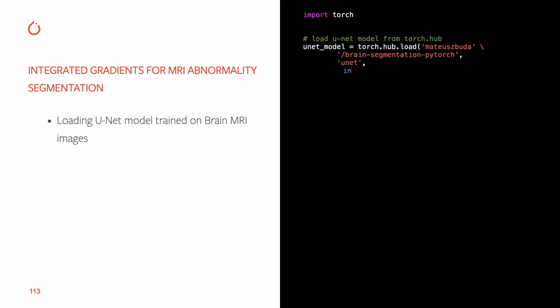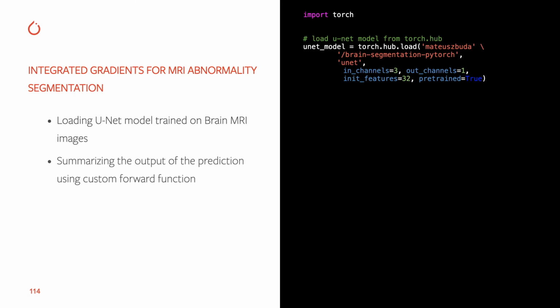Next, we would like to use the integrated gradients algorithm to identify which input pixels on the image are important in predicting the abnormality segment. To do so, first of all, we need to load the pre-trained UNet model. Since there already exists a UNet model on torch.hub, we can load it from there with one command line.